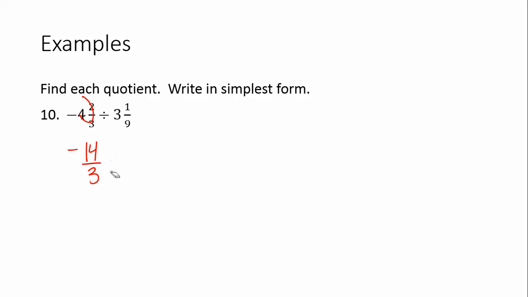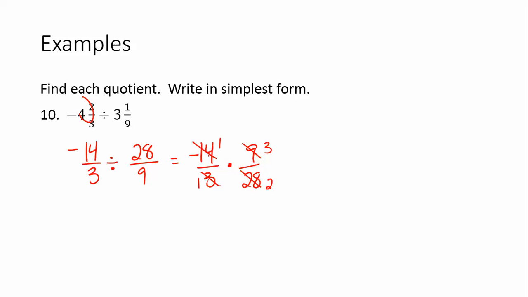Actually, let's do this. It's still division. I'm not going to flip it yet because I want you to see what the improper fraction is first. 28 over 9. Now we want to flip it. -14 over 3 times 9 over 28. There's a lot of cross canceling that can happen here. 3 goes into 3 once, 3 goes into 9 3 times. And 28 and 14 are both divisible by 14.